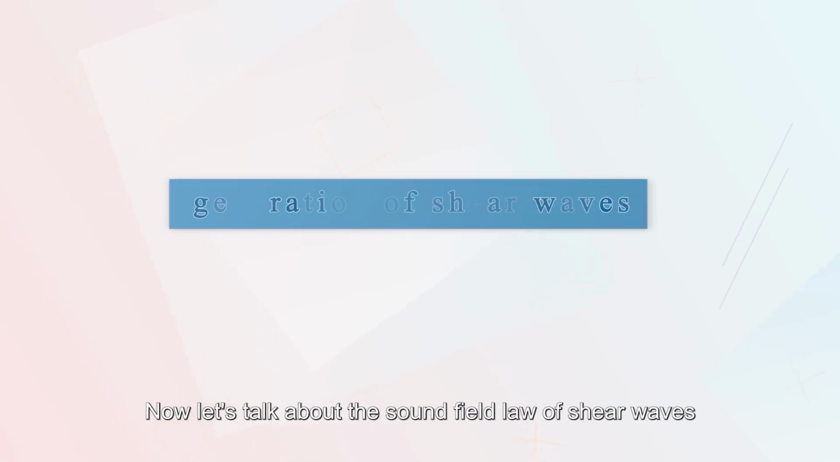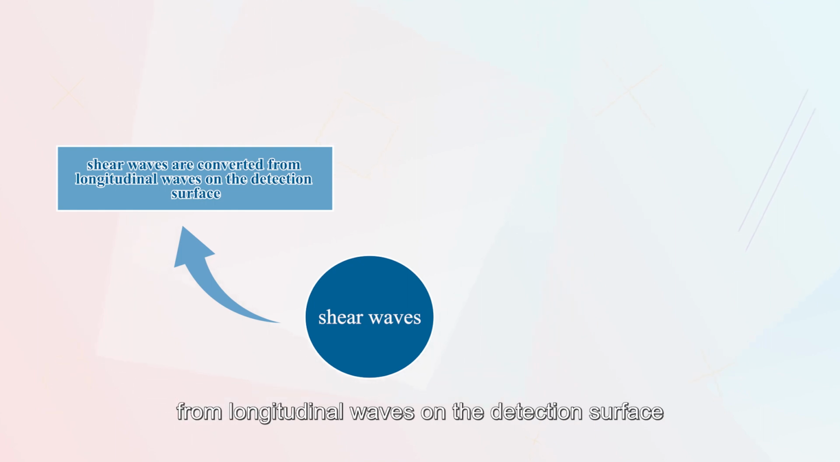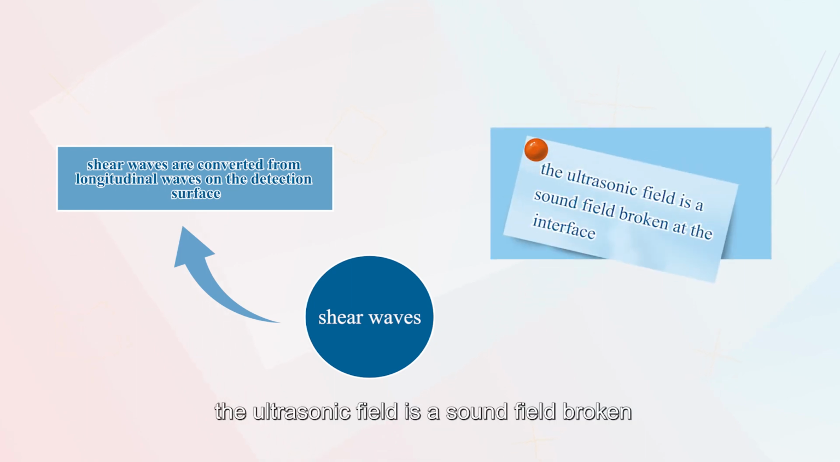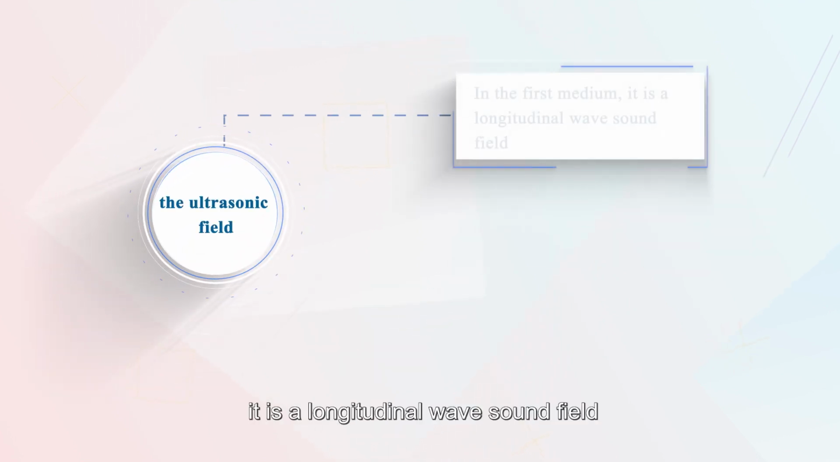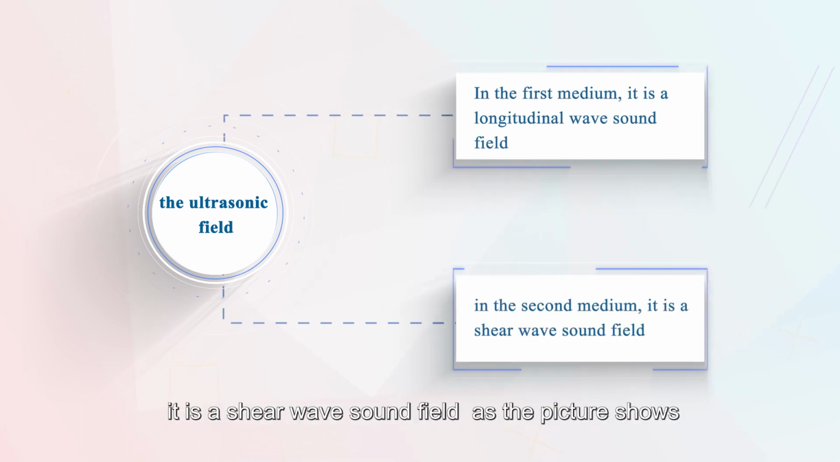Now let's talk about the sound field law of shear waves. In actual ultrasonic testing, shear waves are converted from longitudinal waves on the detection surface. At this time, the ultrasonic field is the sound field broken at the interface. In the first medium, it is a longitudinal wave sound field, and in the second medium, it is a shear wave sound field, as the picture shows.